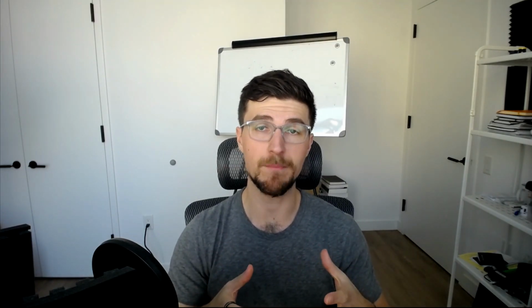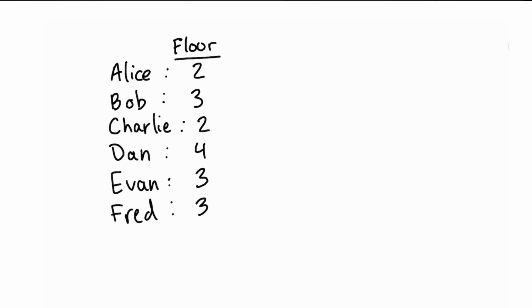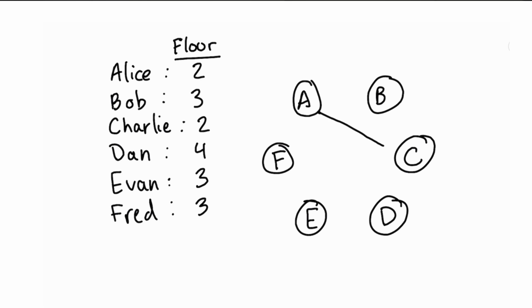Here's a simple example. Imagine that you have a list of people in an apartment building and what floor they live on. You could construct a graph of this data because all these people are connected by living on the same floor. In this example, you can see that Alice is connected to Charlie because they both live on the second floor, and Bob, Fred, and Evan are all connected because they all live on the third floor.